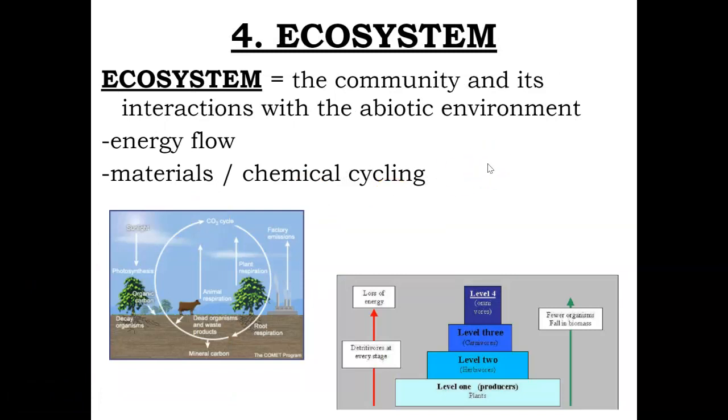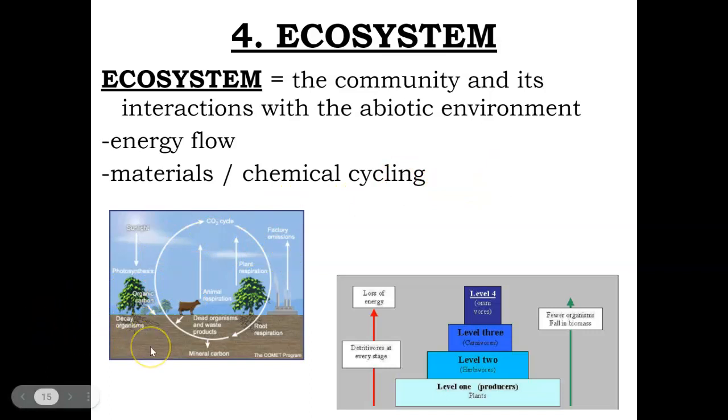Ecosystems is the next level. Ecosystems include communities as well as their abiotic factors that also affect that particular area. So now it's not just the living organisms within that community, but we're also studying their non-living components that also matter. So for example, we can look at how energy flows throughout an ecosystem. We can look at nutrient cycling, the carbon cycle, the nitrogen cycle, phosphorus cycle, things like that.